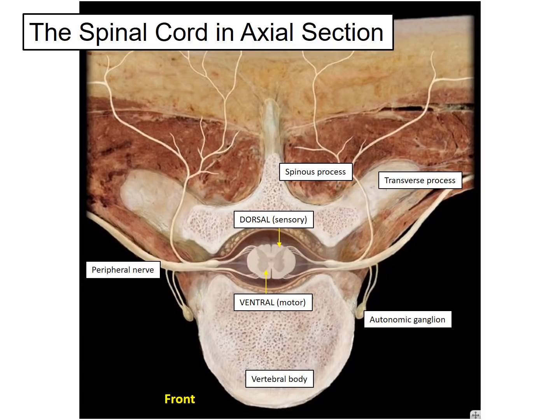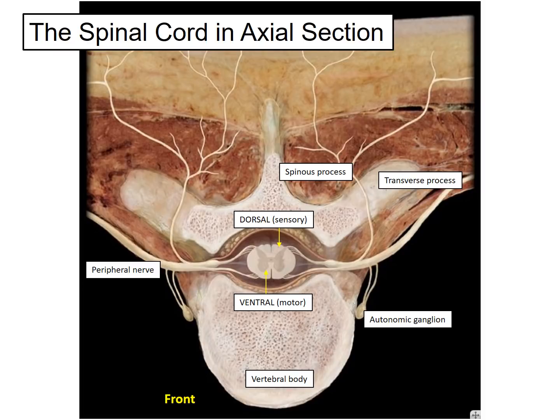Here is the spinal cord cut in cross section, or another term for that would be axial section. The spinal cord lives within the spinal column surrounded by the vertebral column. So the vertebral column makes up the spine, and centrally within the spine is a hollow spinal column, and in there is the spinal cord.